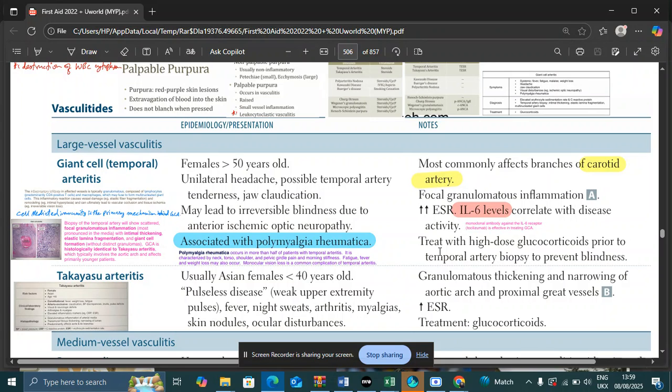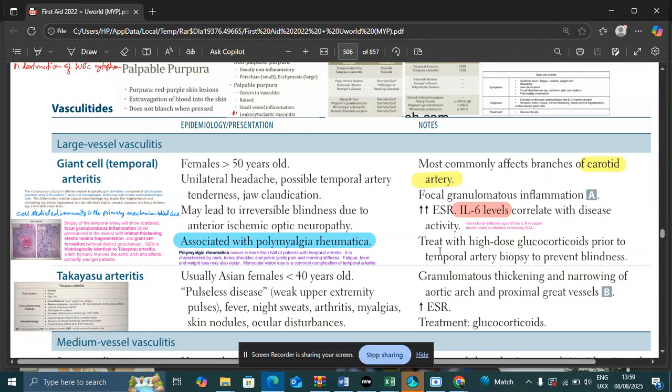It can lead to irreversible blindness due to occlusion of the ophthalmic artery. So, this is a very important finding in temporal arteritis. Irreversible blindness could be a complication in patients with temporal arteritis due to occlusion of the ophthalmic artery. So, it is very important to diagnose it as soon as possible and treat it before doing a biopsy of the temporal artery. It is associated with polymyalgia rheumatica.